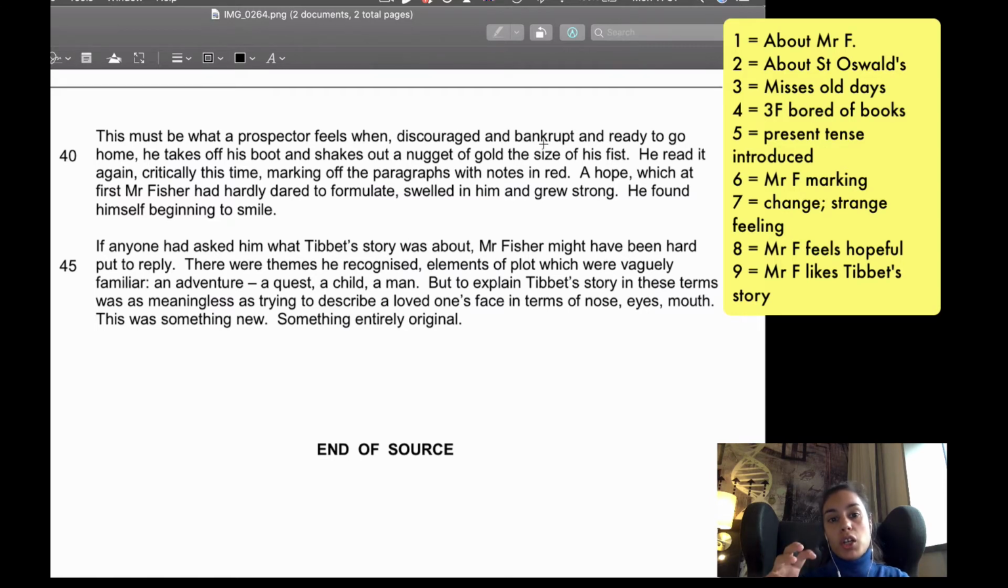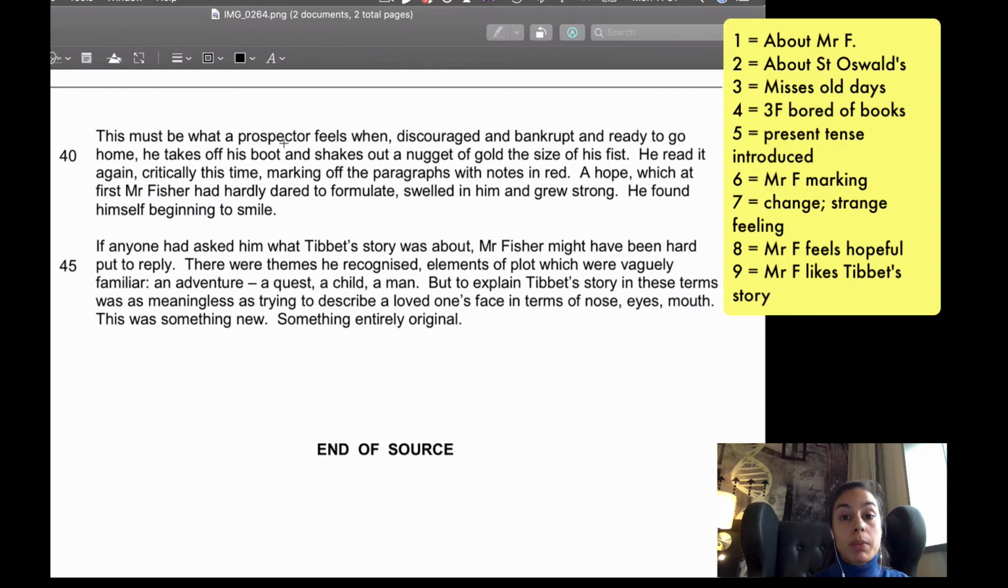So here in the structure, in the last paragraph, the writer built the tension by not telling us exactly what had happened. And he's continuing here by not exactly telling us what Mr. Fisher is excited about, but giving us an idea. This must be what a prospector feels when, discouraged and bankrupt and ready to go home, he takes off his boots and shakes out a nugget of gold the size of his fist. So it's almost like a comparison. He's saying, he's inferring, he's imagining, this must be what a prospector feels like.